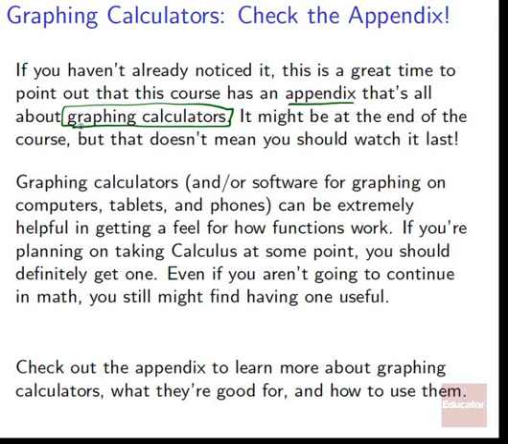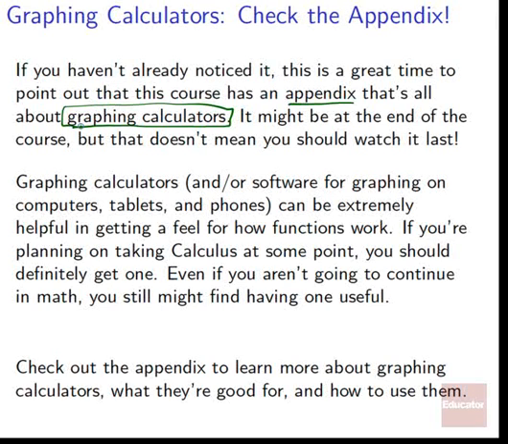If you're planning on taking calculus at some point, I definitely would recommend getting a graphing calculator in the near future. You're almost certainly going to want one for calculus, and it won't hurt to have it now in pre-calculus. Even if you're not going to continue in math, you might find one useful for this course, and maybe for other science courses that you're taking or will take in the future. I would recommend it if you can afford it, and even if you can't, there are some alternatives that are free or extremely inexpensive. So check out the appendix on graphing calculators.